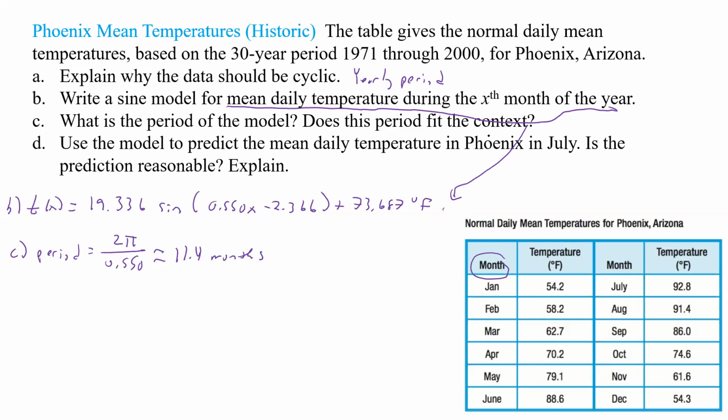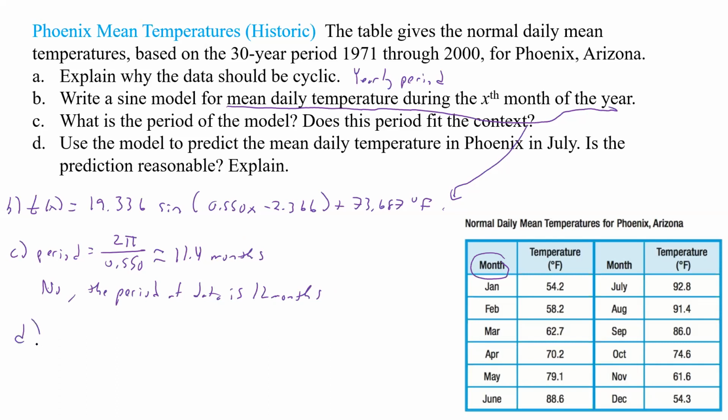Now, does that fit the context of the actual data? Well, the whole data is actually 12 months, and so we could say this is actually C. So no, the period of the data is 12 months. Okay, so we're off a little bit, but that's pretty good as far as what it would be. We're 0.6 months short of what it would be.